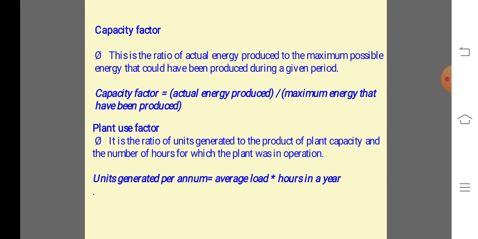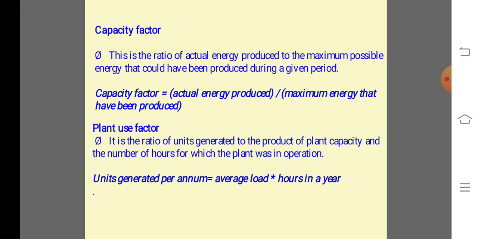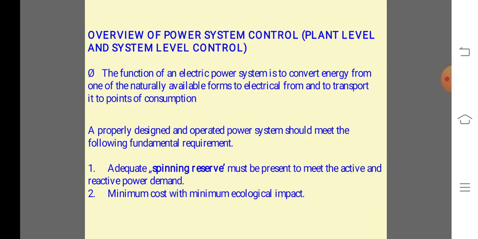Capacity factor is the ratio of actual energy produced to the maximum possible energy that could have been produced during a given period. Capacity factor is actual energy produced by maximum energy that could have been produced. Now we have to discuss plant use factor. It is the ratio of units generated to the product of plant capacity and the number of hours the plant was in operation. Units generated per annum is average load multiplied by hours in a year.